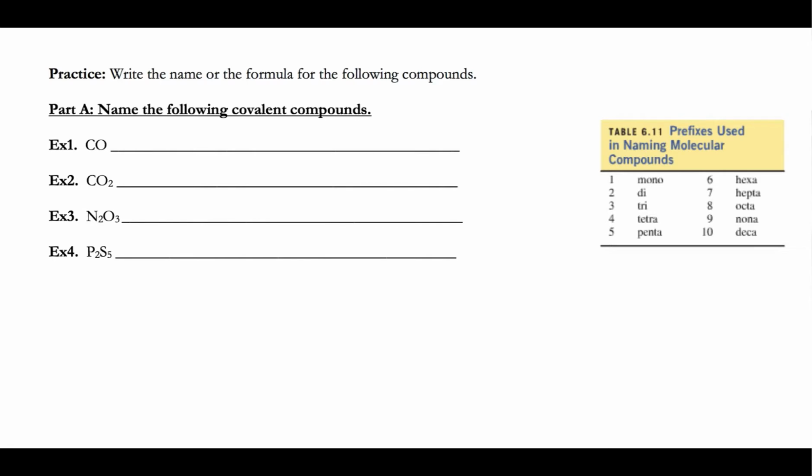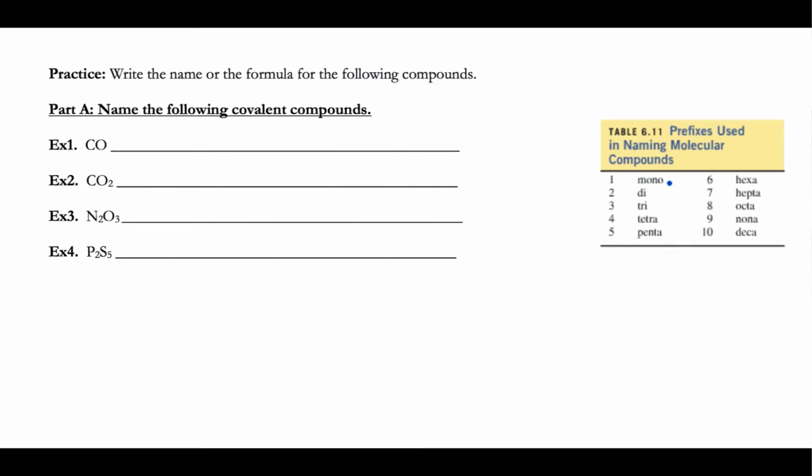And instead of just writing out the name like we did for ionic compounds, you are going to include prefixes, and these are the prefixes right here, this table, that you will include to represent the number of atoms that that covalent compound has. So let's go over these prefixes. 1 is mono, 2 is di, 3 is tri, 4 is tetra, 5 is penta, 6 is hexa, 7 is hepta, 8 is octa, 9 is nona, and 10 is deca.